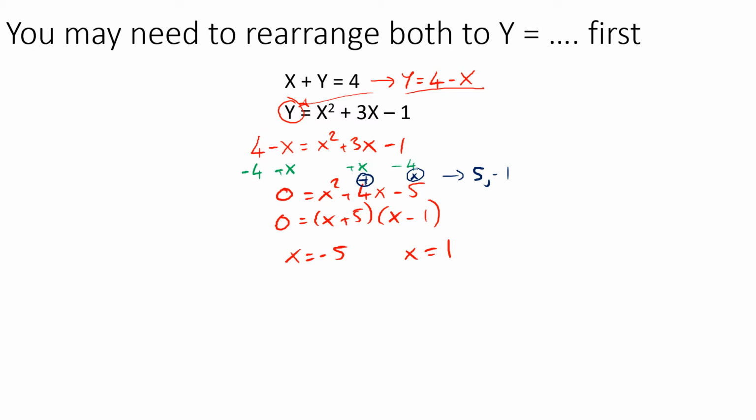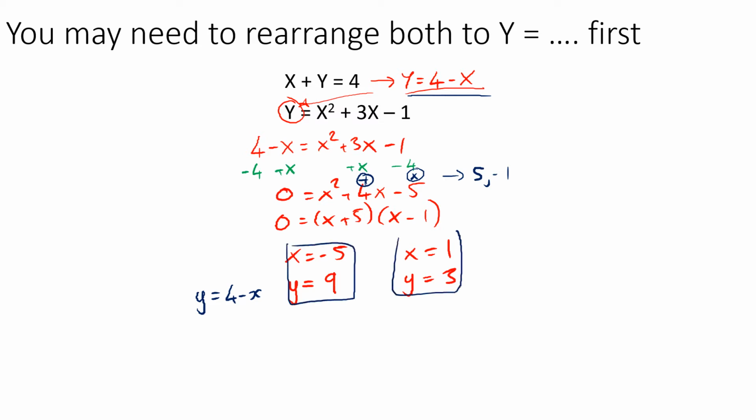We then need to find what y is, and we've already got a version that we can use here. We know that y is equal to 4 minus x, so we can substitute that in. If x was minus 5, then y would be equal to 4 minus minus 5, which is 4 plus 5, which is 9. And if x is equal to 1, y is equal to 4 minus 1, which is 3. So there are our two sets of answers in that case.